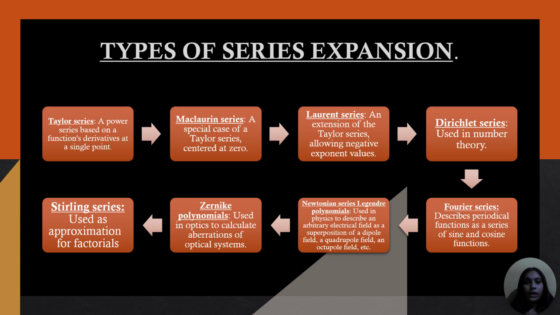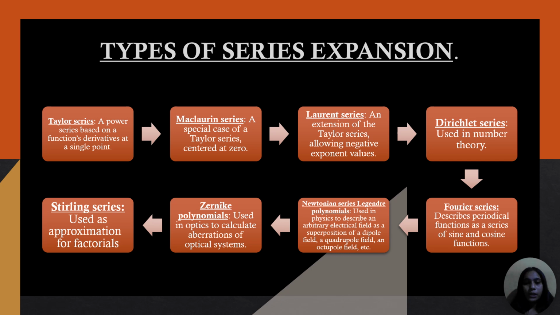So now let us know what are the types of series expansion. First is Taylor series, a power series based on a function's derivative at a single point. Maclaurin series, a special case of Taylor series centered at zero. And then Laurent series, an extension of the Taylor series allowing negative exponent values. And Dirichlet series used in number theory. Stirling series used as approximation for factorials.